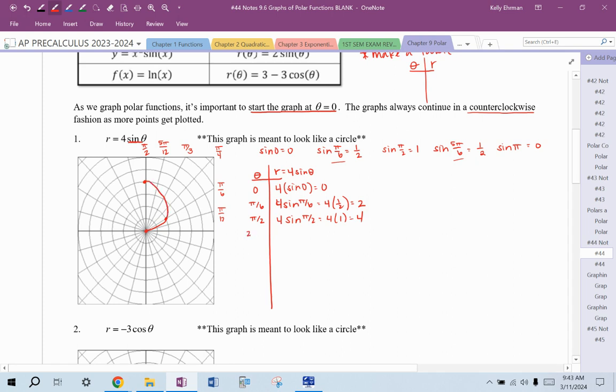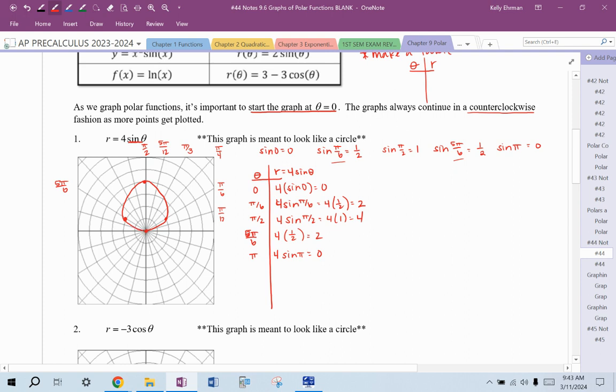Okay, and then we're going to plug in 5 pi over 6. That's 4 times the sine of 5 pi over 6. That's 4 times 1 half. So you might want to remind yourself, here's 5 pi over 6, this line. So we're walking forward 1, 2. Notice these graphs have symmetry. They always have some sort of symmetry. And then if we plug in pi, we get back to 4 times sine of pi, which is 4 times 0. So we get back to 0.